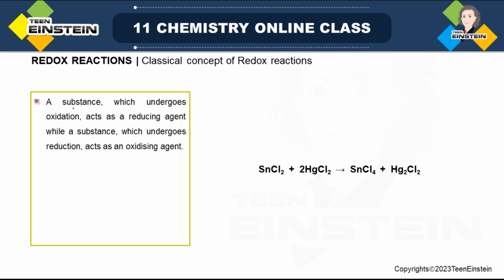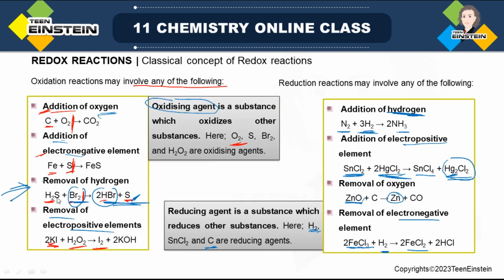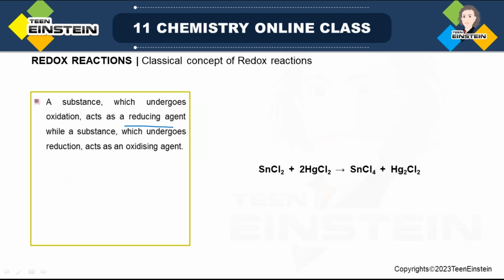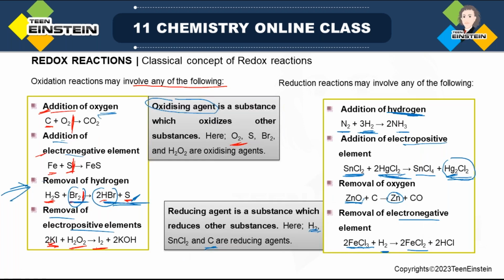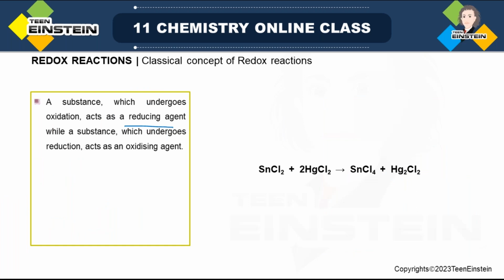So a substance which undergoes oxidation will obviously act as a reducing agent. So here, if you see, H2S is itself undergoing oxidation. Here sulfur is undergoing oxidation. That means H2S is helping bromine to reduce. So here H2S will be the reducing agent. So a substance which itself is undergoing oxidation behaves as a reducing agent. And similarly, a substance which undergoes reduction will act as an oxidizing agent.